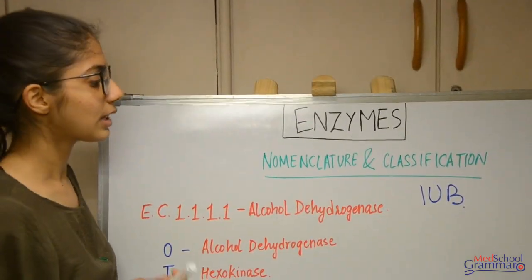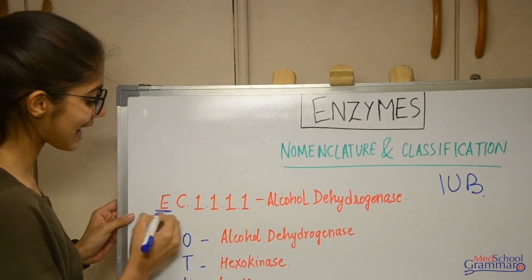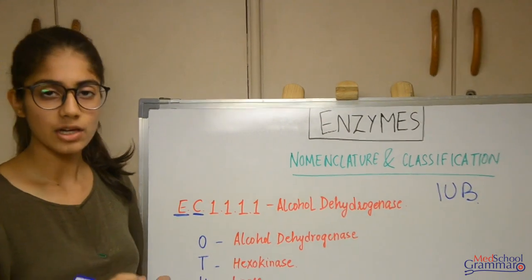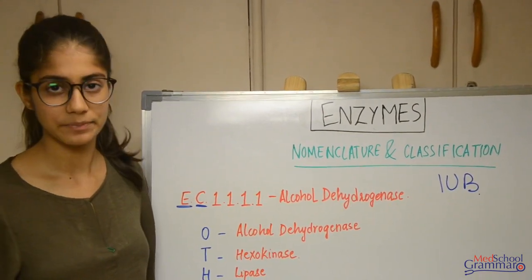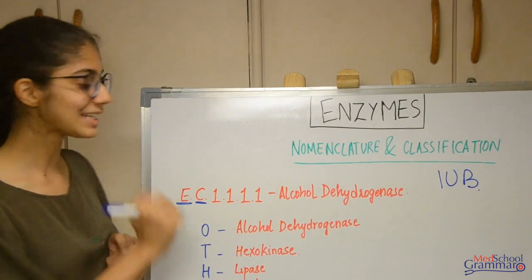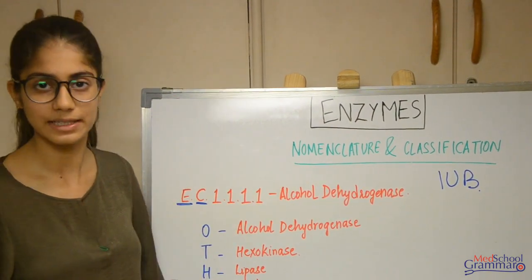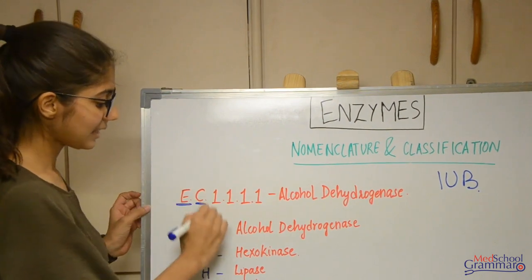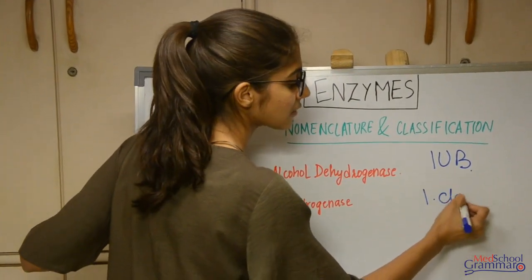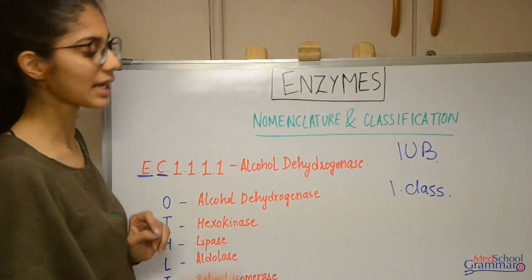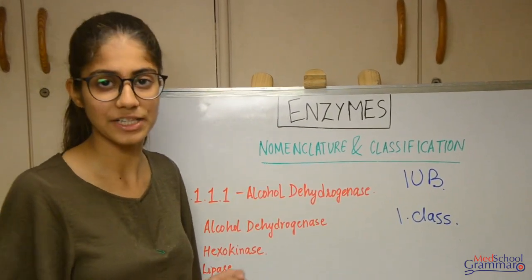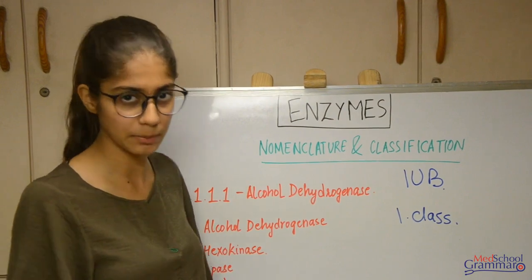Alright, so an EC number, that is Enzyme Commission, EC stands for Enzyme Commission, was allotted to every single enzyme. Now, this EC number consists of 4 digits, and each digit tells us something about the enzyme. So, your EC number, the first digit gives you the class of the enzyme. Enzymes are divided into 6 classes, and that forms the classification basis for enzymes. We'll come to that in a minute.